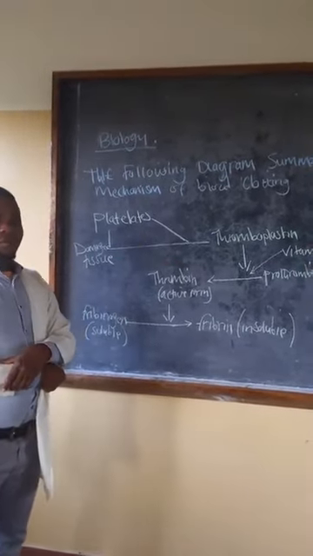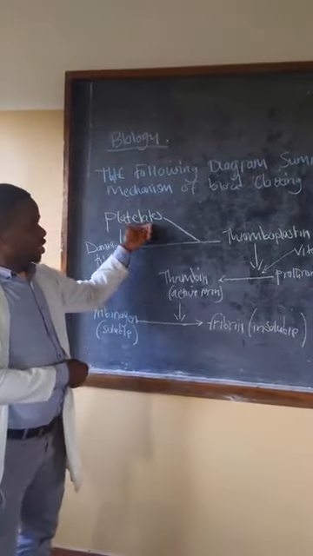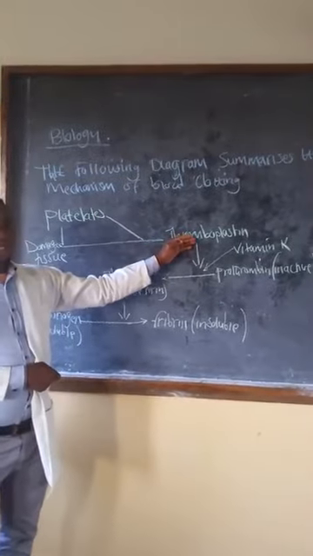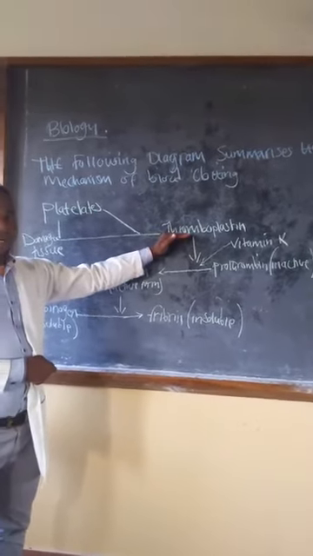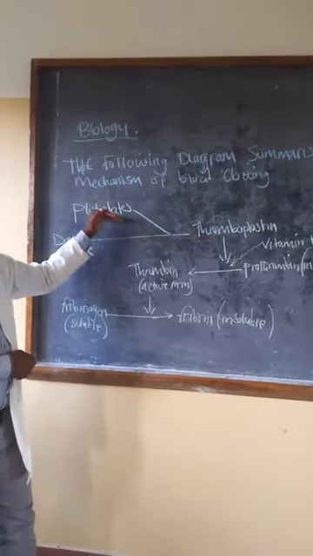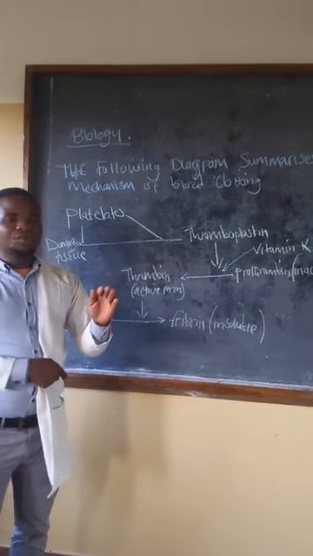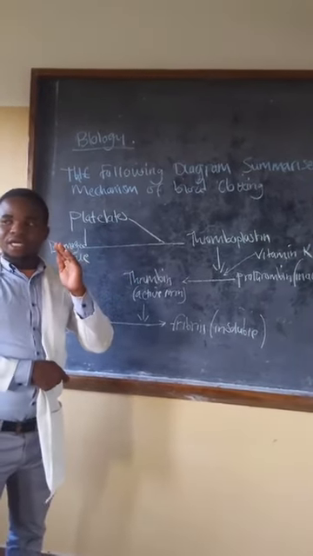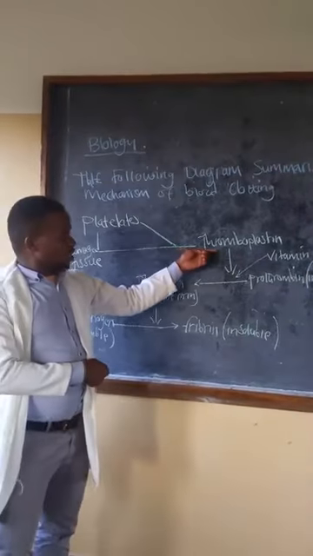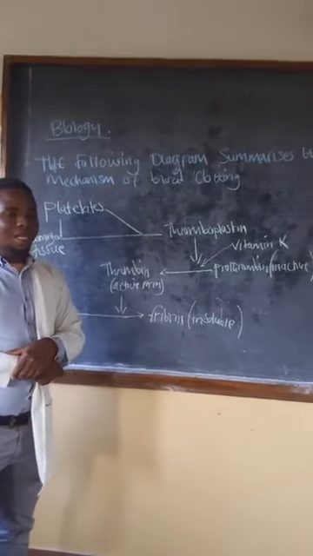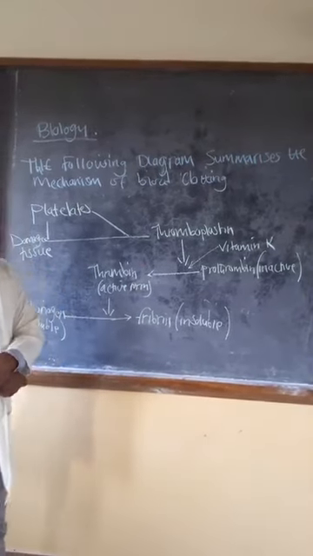protease enzyme. And the name of the protease enzyme that the platelet releases is called what? Thromboplastin. So this is a protease enzyme which is released by the platelets, and it only happens when there is a part of the body where the tissue has been damaged.